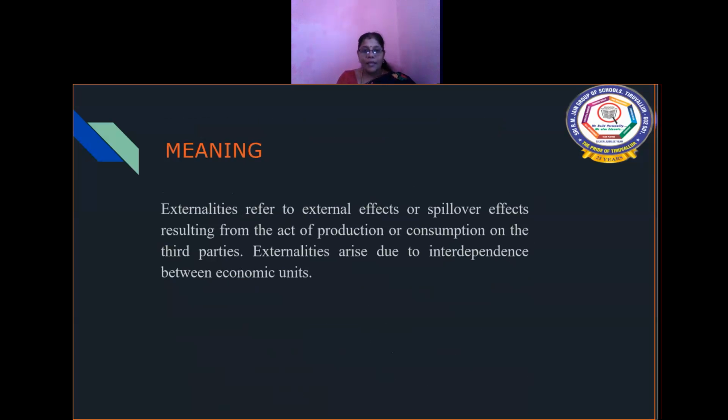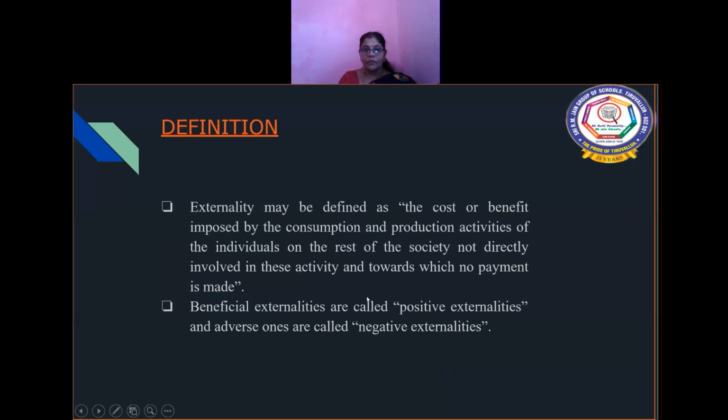Now, what is meant by externality? Externalities refer to external effects, that is, outside effects or spillover effects resulting from the act of production and consumption on third parties, outsiders. Externalities arise due to interdependence, that is, dependence on each other between economic activities. Now, we are going to see some definitions of externality. It may be defined as the cost or benefit imposed by consumption and production activities of individuals on the rest of the society not directly involved in these activities and towards which no payment is made.